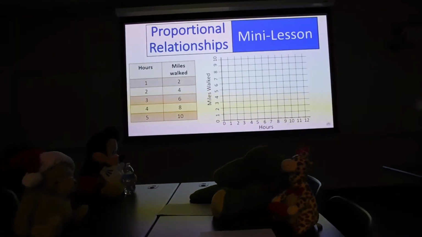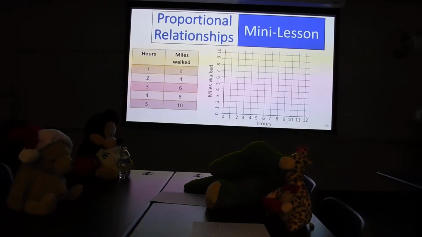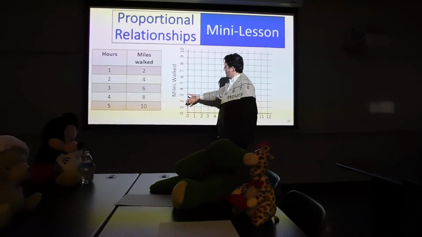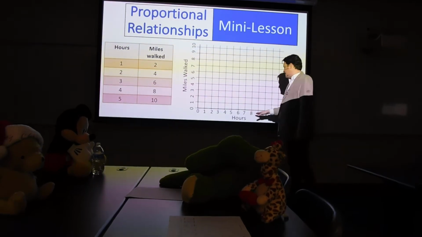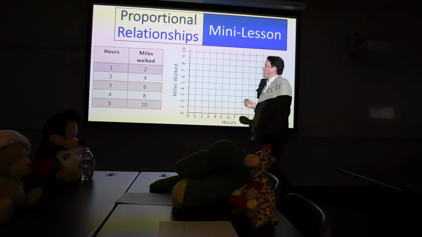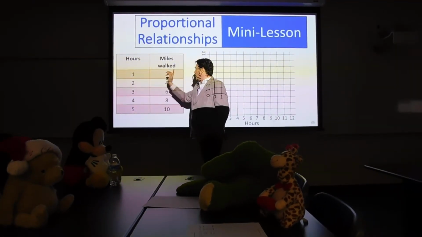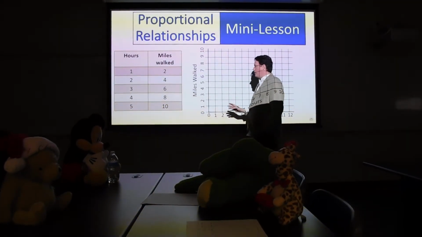So our first example, miles walked per hour. If you look at this example, miles walked in the y column is represented on the vertical axis, which is the y-axis, and then the x-axis is the hours. And we're going to determine whether or not this is proportional. So, for every 1 hour, 2 miles have been walked. I know you know how to graph it. Let's just walk through this real quick.